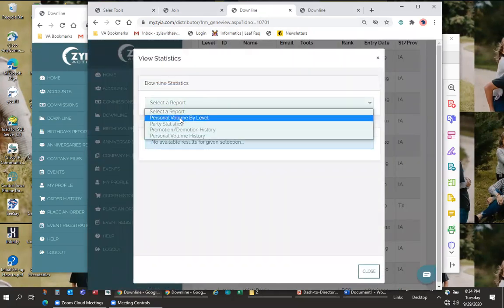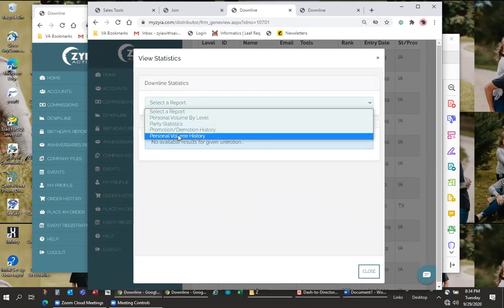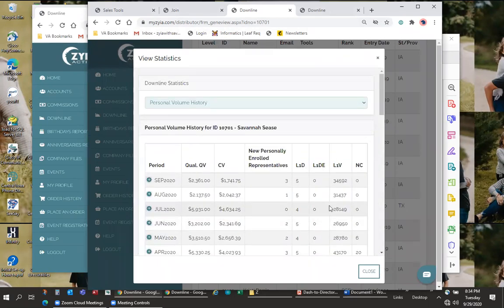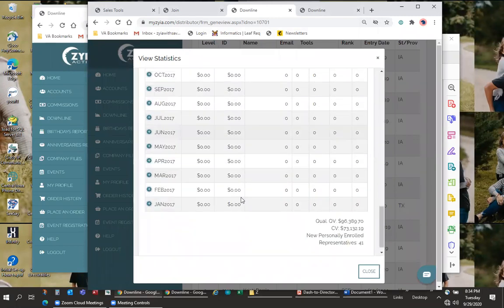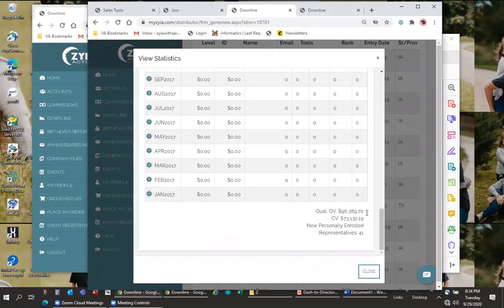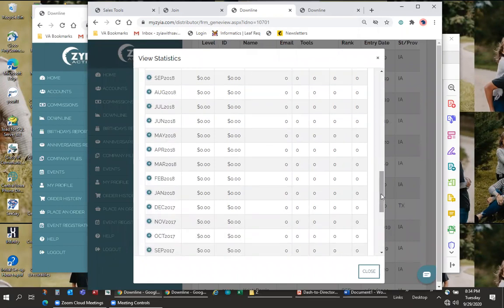Okay. So personal volume by level, personal volume history. This will show all of my qualified PV. See how it doesn't say commissionable, it just says qualified. Then if I scroll down until when I was selling, it will show me my whole lifetime volume since I've been selling. Okay, so that's what you'll look at.